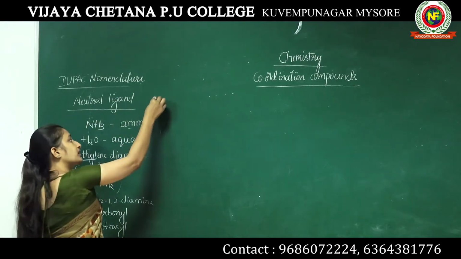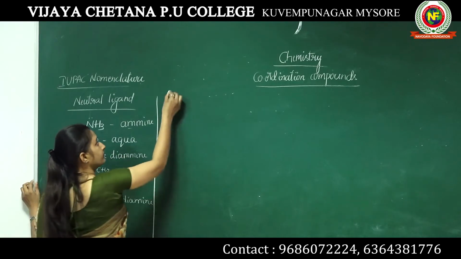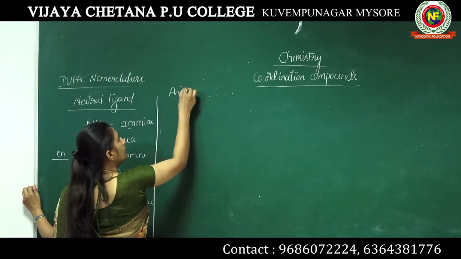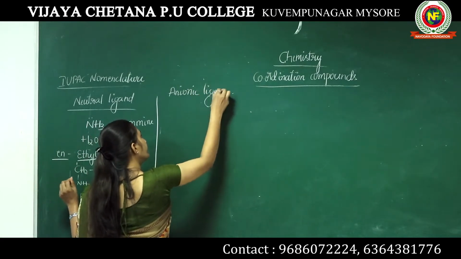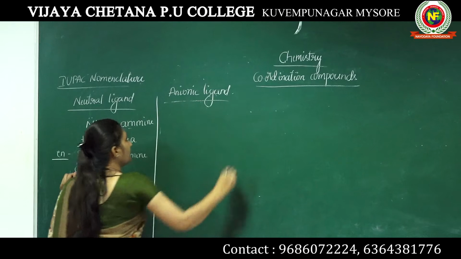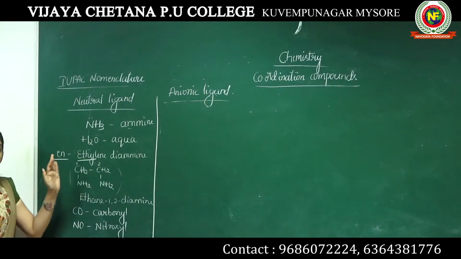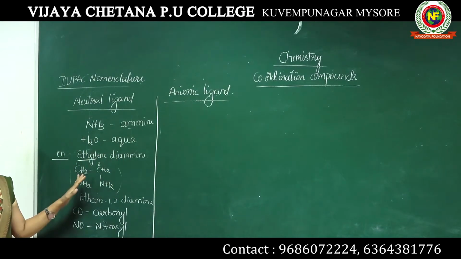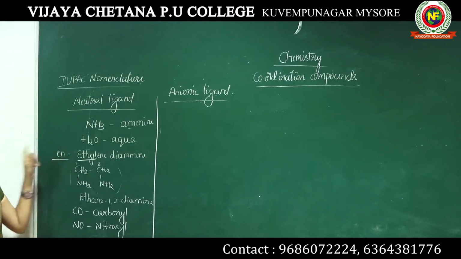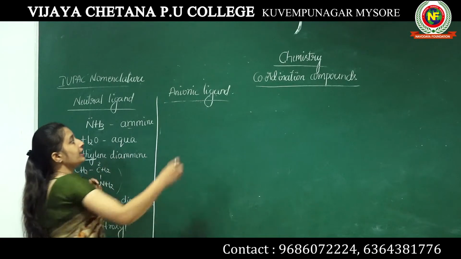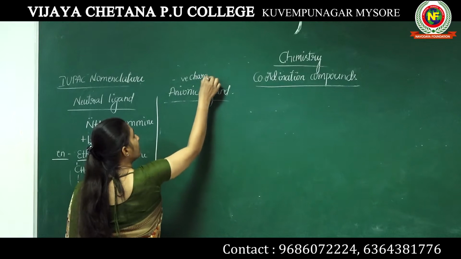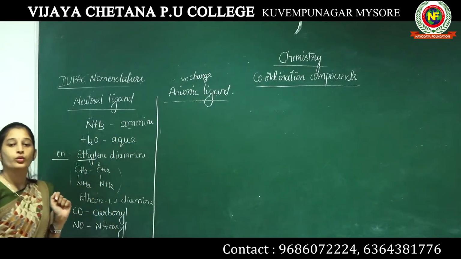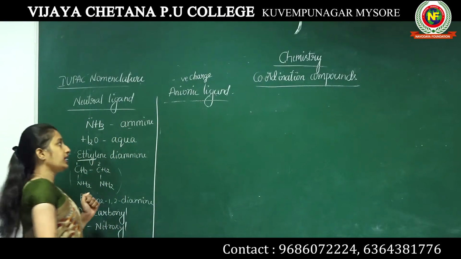But what about the anionic ligands? Here it never contains any charge, but it contains a lone pair of electrons. But here it mainly contains a negative charge. That's why anionic ligand. What are all the examples for anionic ligands?